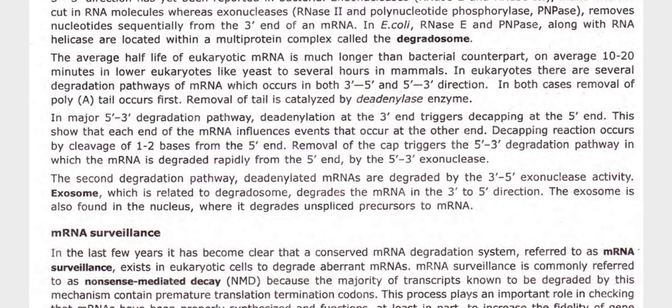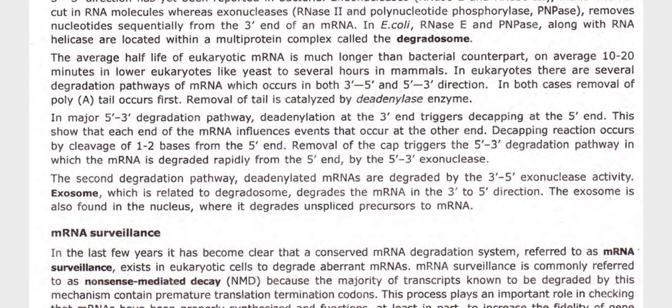In both cases, removal of the poly A tail occurs first. Removal of the tail is catalyzed by a deadenylase enzyme. In the major 5' to 3' degradation pathway, deadenylation at the 3' end triggers decapping at the 5' end. This shows that each end of the mRNA influences events that occur at the other end. The decapping reaction occurs by the cleavage of 1 to 2 bases from the 5' end.